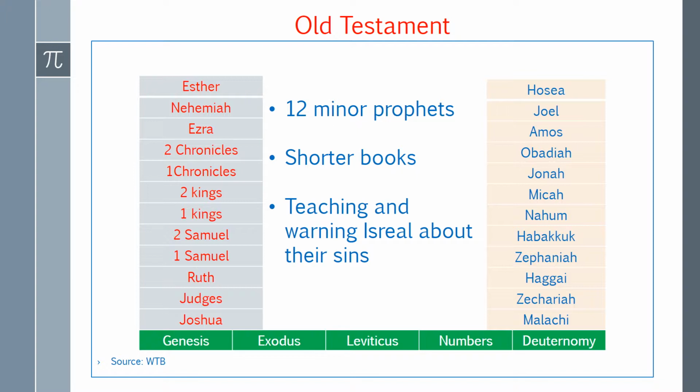What is the purpose of these 12 minor prophets? Well, during the times of the kings after King Solomon, some of the kings were not really following God. So God sent these prophets to talk to them. Basically, their job is to teach them and to warn Israel about their sin. The prophets were trying to tell them what God had to say to them and to warn them to come back to God. So these form the right column of our 5-room flat.